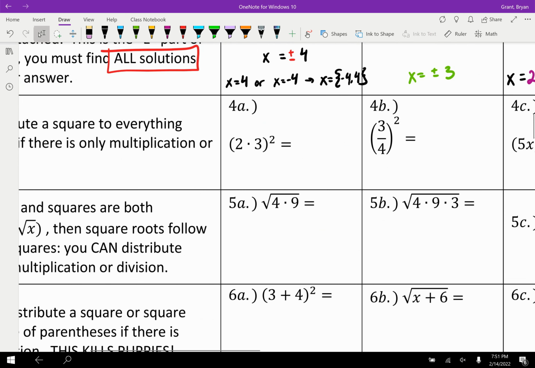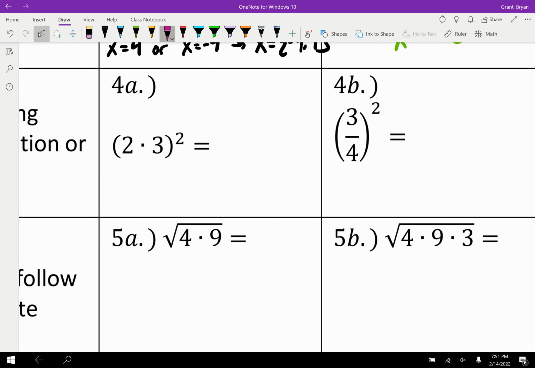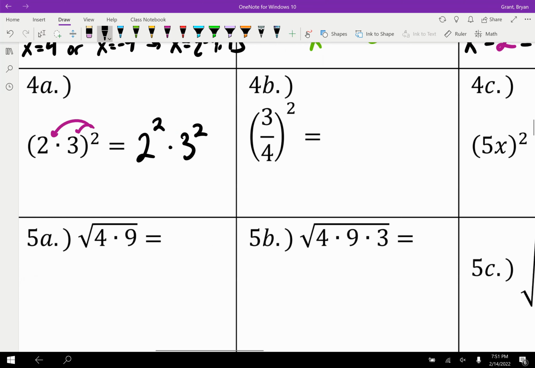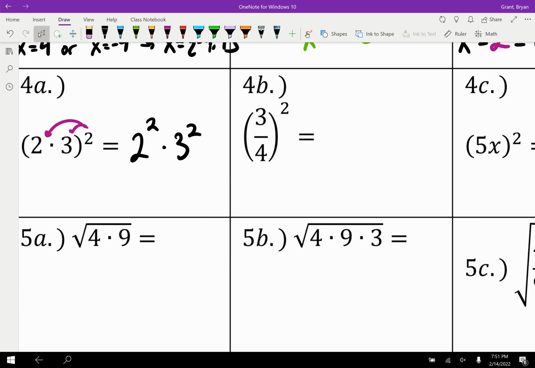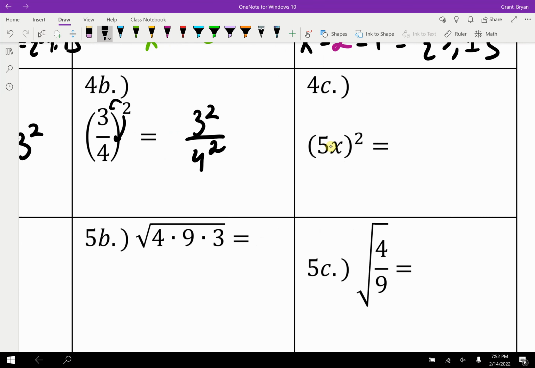So the first thing, we learned this in topic 6, is that if you have multiplication with an exponent, you are allowed to distribute that exponent to each term inside. So 2 squared, 3 squared. Great. Same thing is that if there's division, and you'll find in math, generally if a rule works with multiplication, it also works with division, we can distribute that square. 3 squared divided by 4 squared. And even if you saw something where there isn't multiplication in between, like 5x, we need to realize 5 and x are attached with multiplication, so it becomes 5 squared, x squared.